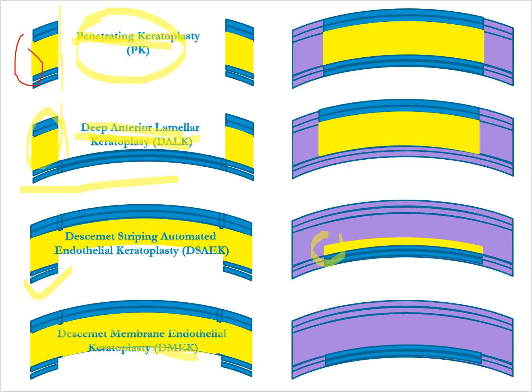Penetrating keratoplasty, all the 5 layers; DALK, the top 3 layers; DSAEK, the bottom 2 with the part of the middle layer; and DMEK, only the bottom 2 layers. So with this knowledge, let's start the MCQs.